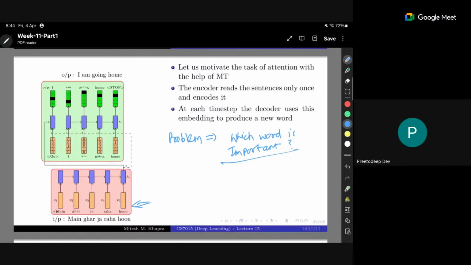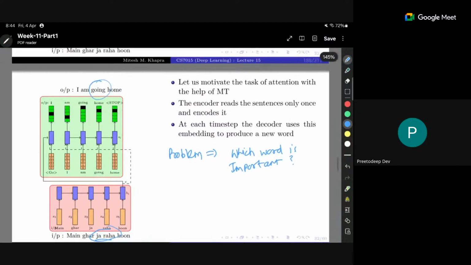Another problem is how much important. Sometimes maybe two words are important, let's say "ja raha", right? This "ja raha" could be related to "going". So these two words are important. It's not necessary that only one word is important, two words could be important as well. So how many words, which word is important, and how much. That thing we need.